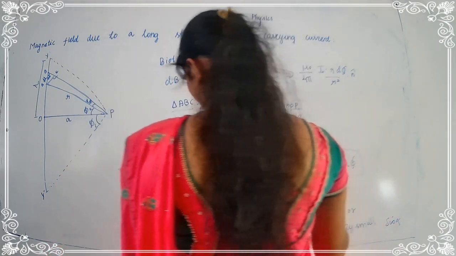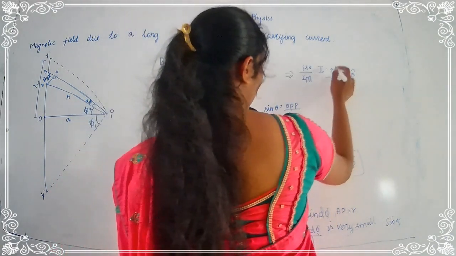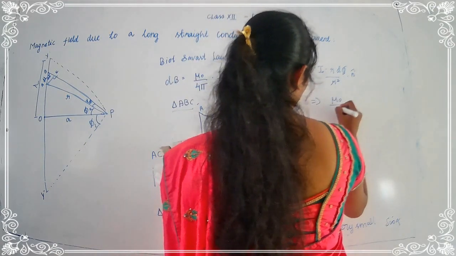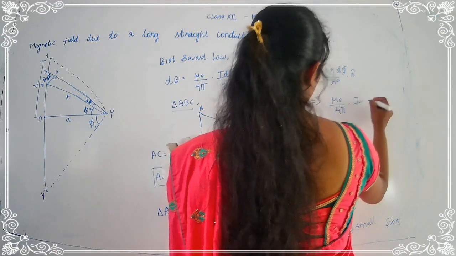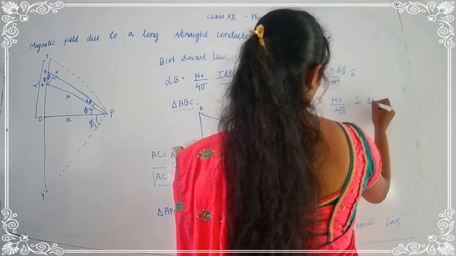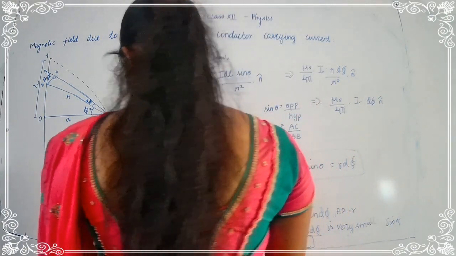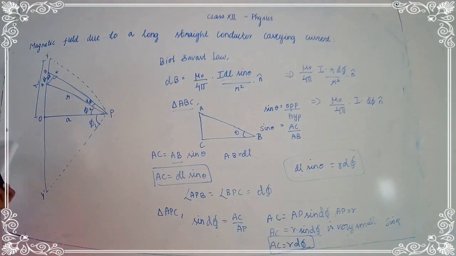You understood? Right, now this R and R get cancelled. So what happens? Mu naught by 4 pi into I, R gets cancelled, isn't it? dφ into n cap. Okay, you understood?